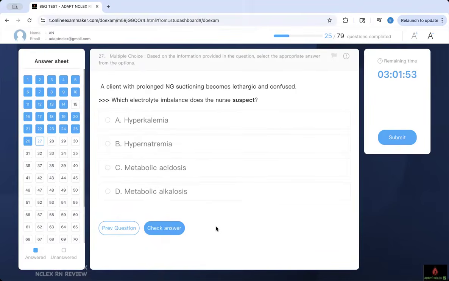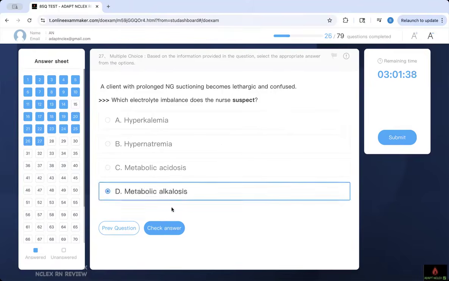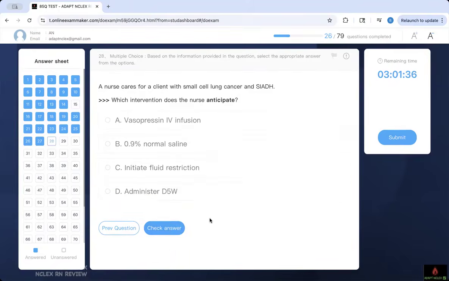A client with prolonged NG tube suctioning becomes lethargic and confused. Which electrolyte imbalance does the nurse suspect? Hyperkalemia, hypernatremia, metabolic acidosis, metabolic alkalosis. Sorry, this question got repeated. We've seen it already. We know the answer. We put it down and we continue.